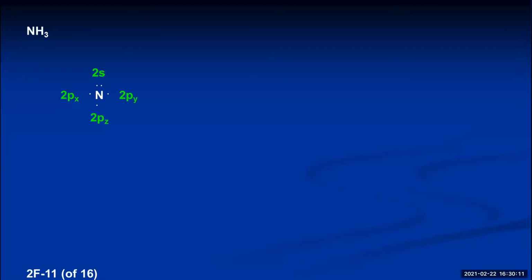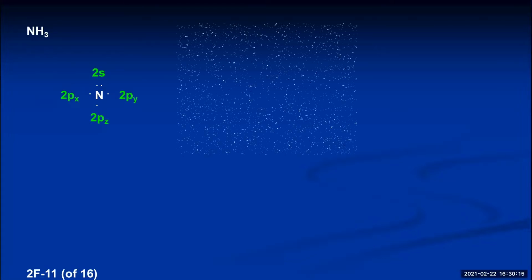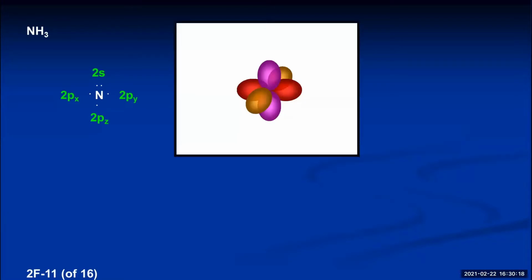So the 2s, I'm not going to even draw. I'm just going to draw the 2px, 2py, and 2pz. So think about how they are spatially. You had to do this on the last test, right? What's a 2px orbital look like? It's the p orbital on the x-axis. What's the 2py orbital look like? It's the dumbbell shape on the y-axis. What's the 2pz orbital? It's the dumbbell-shaped orbital on the z-axis. These are the 3 different orbitals that have 1 electron each.